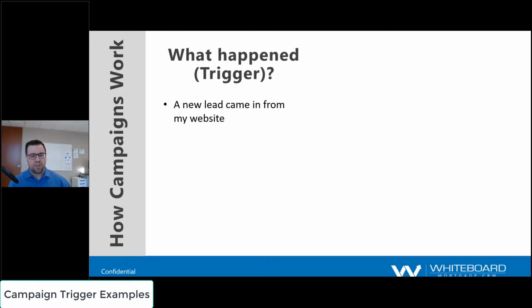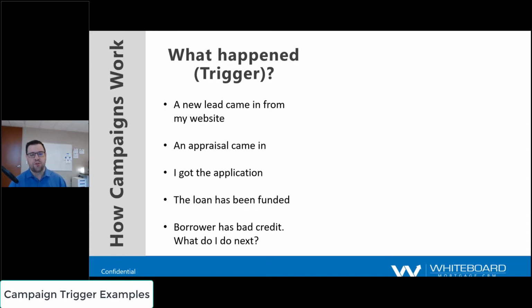Let's give you a couple examples, though, first of some of the types of triggers, right? Things to think about in the real world loan origination process. A new lead came in from my website or from Zillow or Homes.com or OpCity or referral lead or whatever. An appraisal came in. I mentioned I'm going to beat that one to death. That's a good example. I got the application just now from the customer. They filled out the 1003. The loan's been funded. I mentioned an example of that a moment ago, how that's a useful trigger to have. And how about the borrower? This is a terrible one, but it's a real world situation. The borrower has bad credit. What should I do next? How do I maintain a relationship with someone who I told I can't help right now, right?